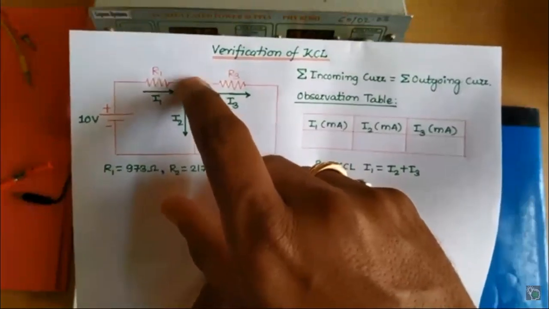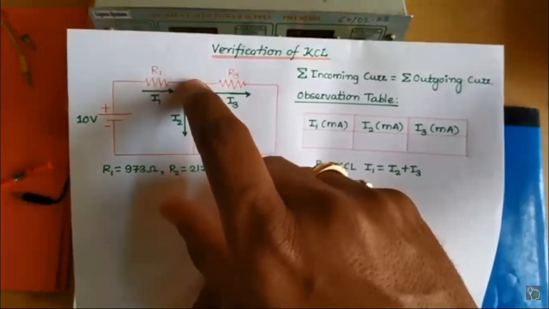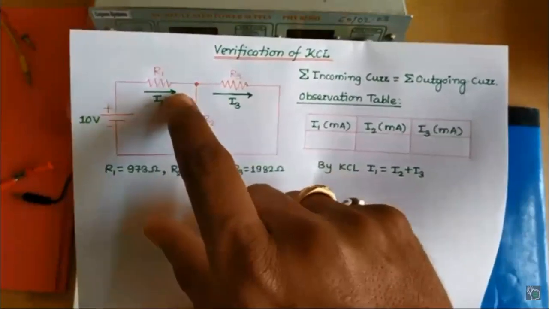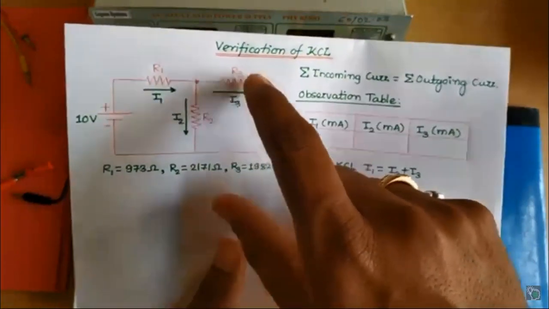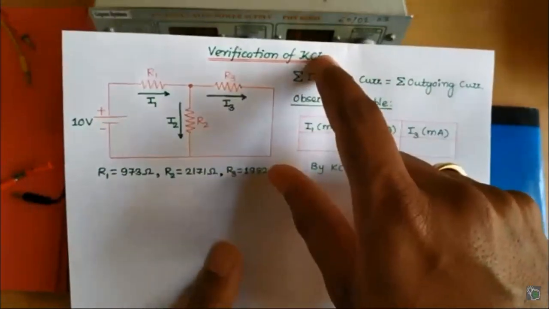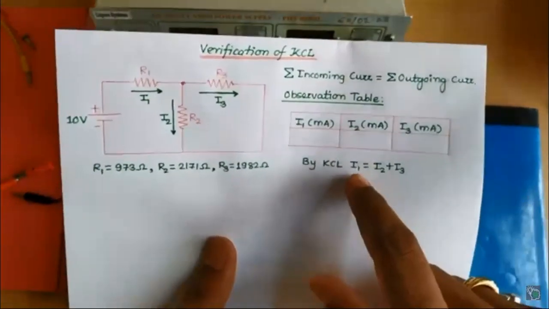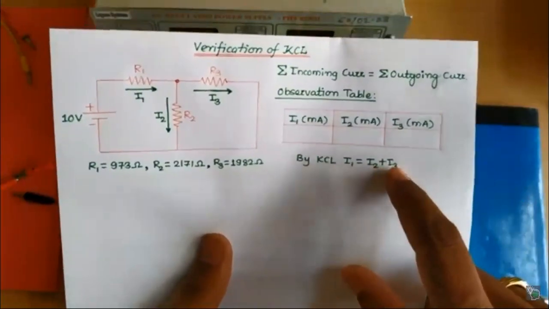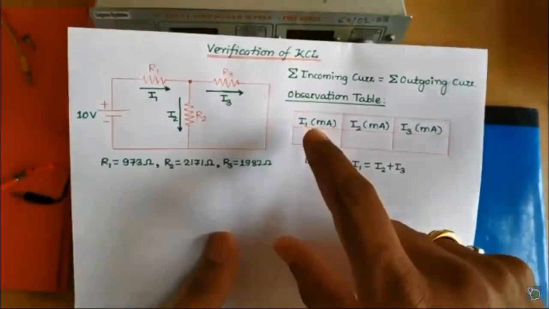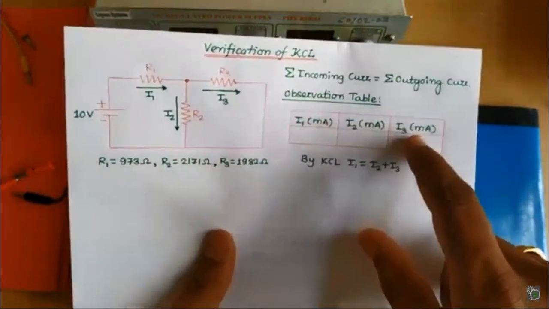Okay, so at this node we are applying KCL. So what are the incoming currents? I1 is the incoming current, and I2 and I3 are outgoing currents. So as per the statement of KCL, the incoming current is equal to the outgoing current: I1 equals I2 plus I3. Okay, so we have to measure I1, I2 and I3.